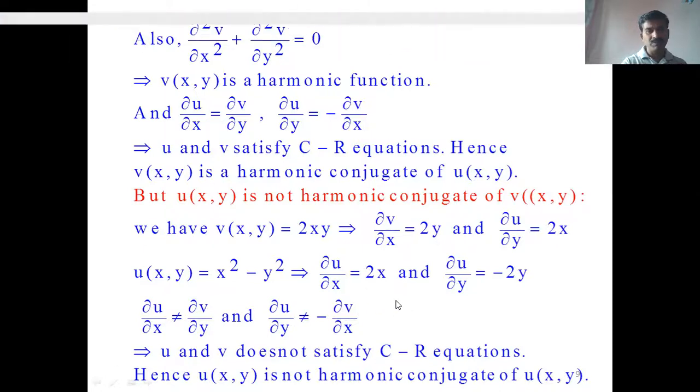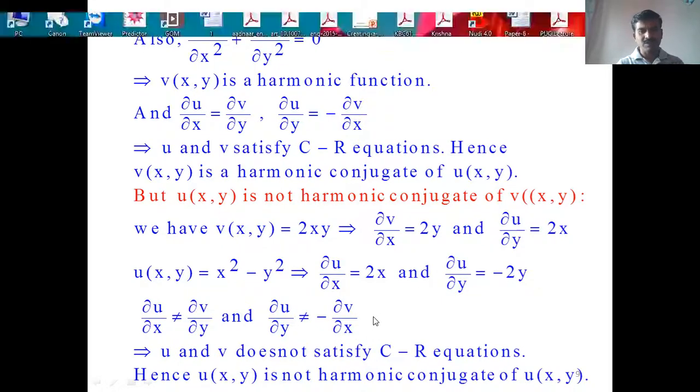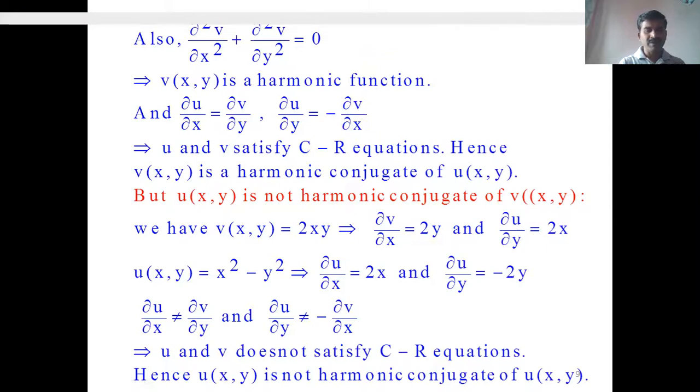So it does not hold for that. Keep in mind this is with respect to x it is 2y and with respect to y it is minus 2y. So ∂v/∂x is minus ∂v/∂y. It is okay, but u and v do not satisfy the CR equations. Hence, u is not a harmonic conjugate of v.